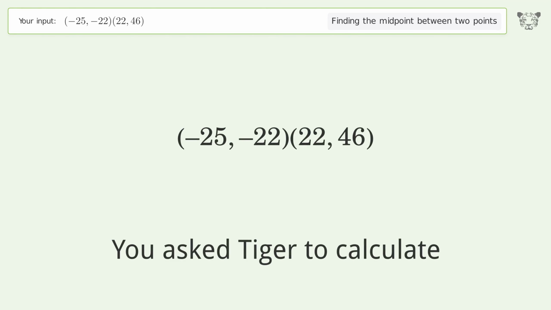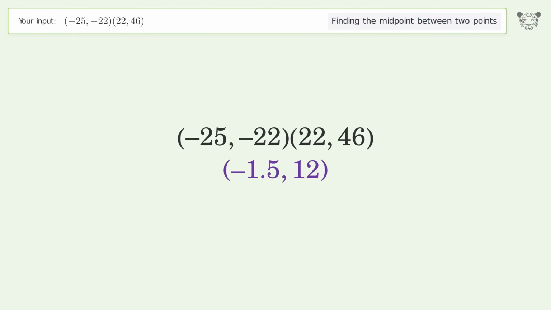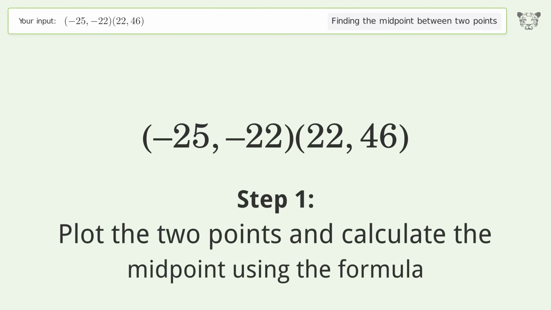You ask Tiger to calculate. This deals with finding the midpoint between 2 points. The midpoint between the 2 points is -1.5, 12. Let's solve it step by step. Plot the 2 points and calculate the midpoint using the formula.